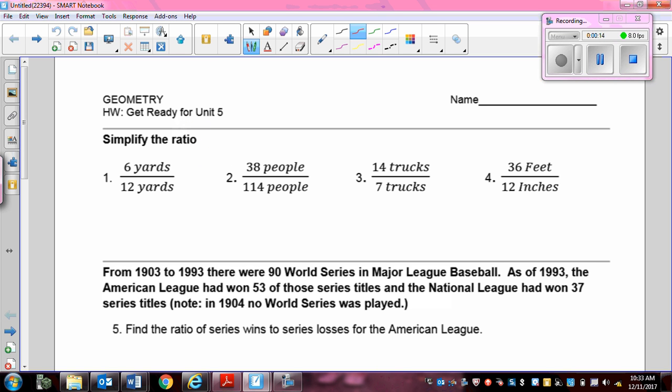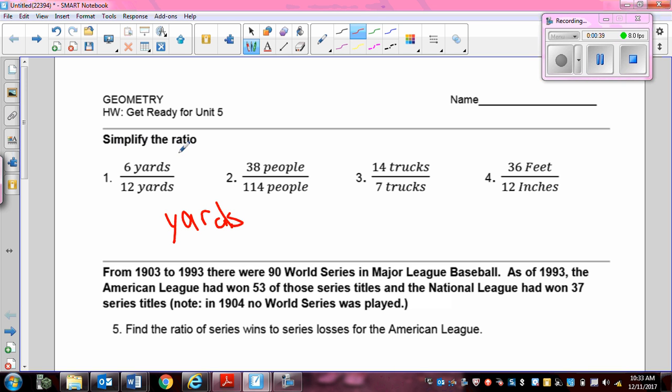What I want to do is show you how to put these in your calculators. You need to remember that the units have to be the same. So it has to be yards over yards, people over people, trucks over trucks. And if they're not, you're going to have to convert. What I usually do is convert to the smaller one, and then we'll simplify it. So if we have yards over yards, then I know my answer is going to be in yards.